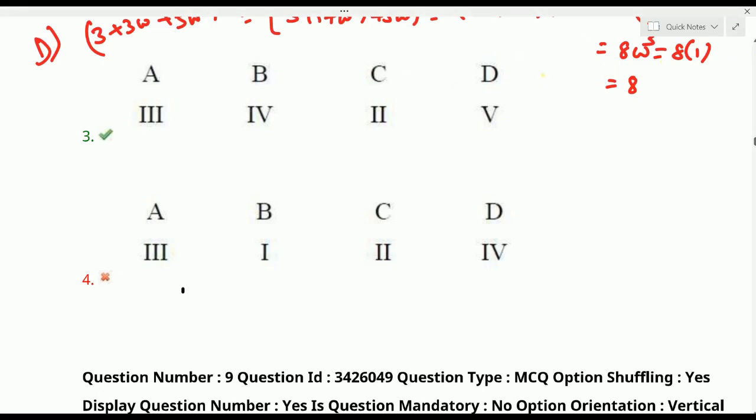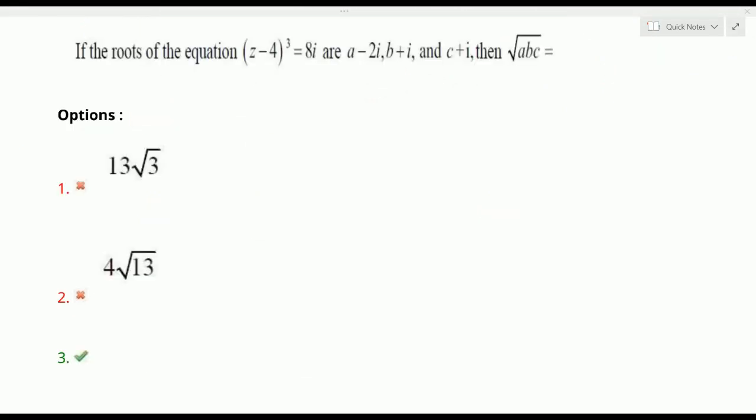Is it clear? Now look forward to the next question. Look at this question. What is given? If the roots of the equation (z minus 4) whole cube is equal to 8i are a minus 2i, b plus i and c plus i, then root over abc.